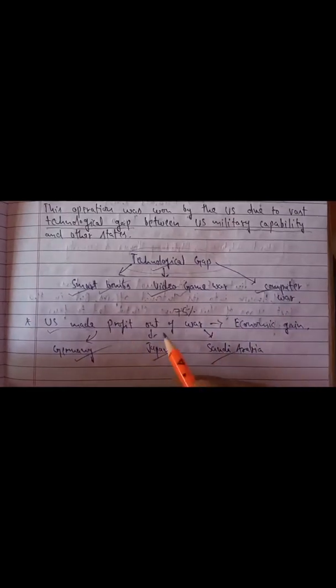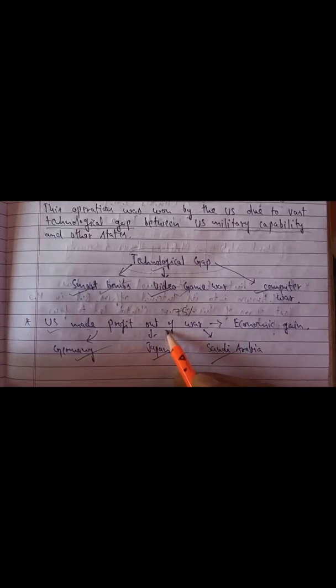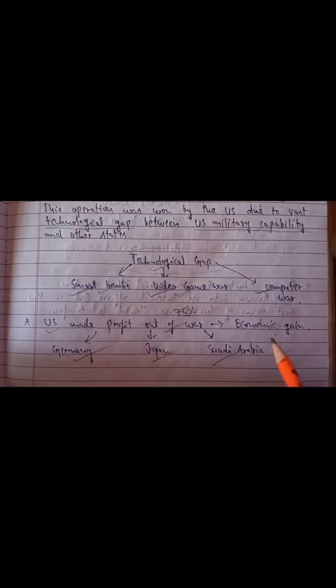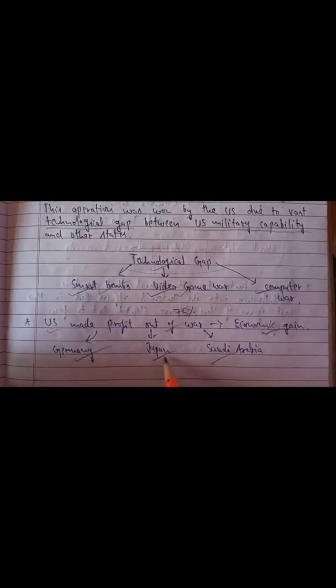And the US made a profit out of the war. In fact, the US used so much technology, but still made economic gains from this war. Germany, Japan and Saudi Arabia had to pay some amount to the military of the US, as they were allies of the US, which was leading this coalition against Iraq. So this was the first Gulf War part, also called the invasion of Kuwait or Operation Desert Storm. You have to understand this topic properly.